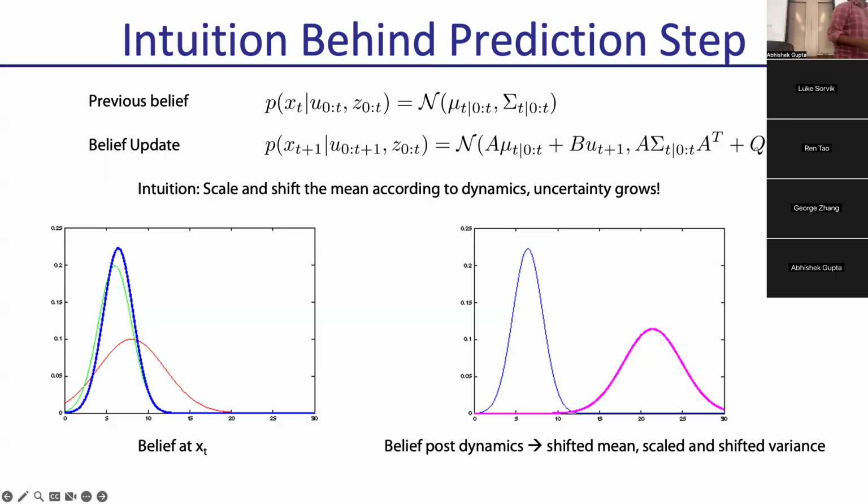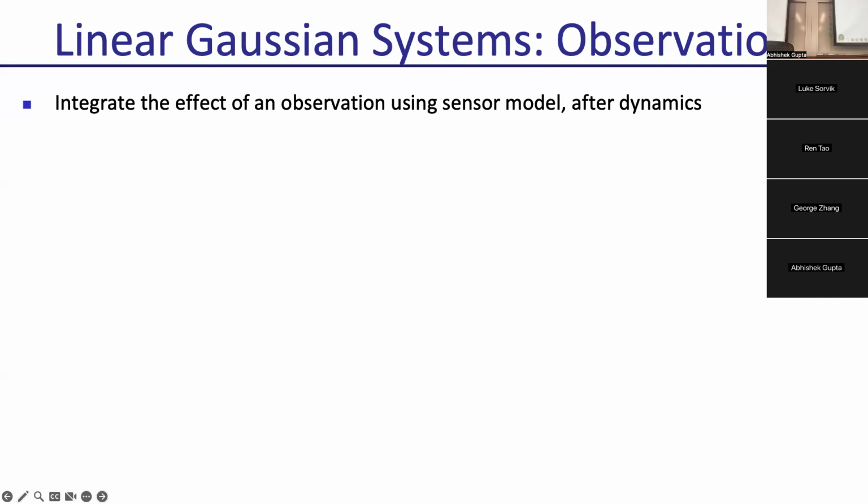Okay. That makes sense for the prediction model. Should we move on? Pretty happy with it? Good. All right. So the measurement model is harder to intuit, but we'll try to get there.